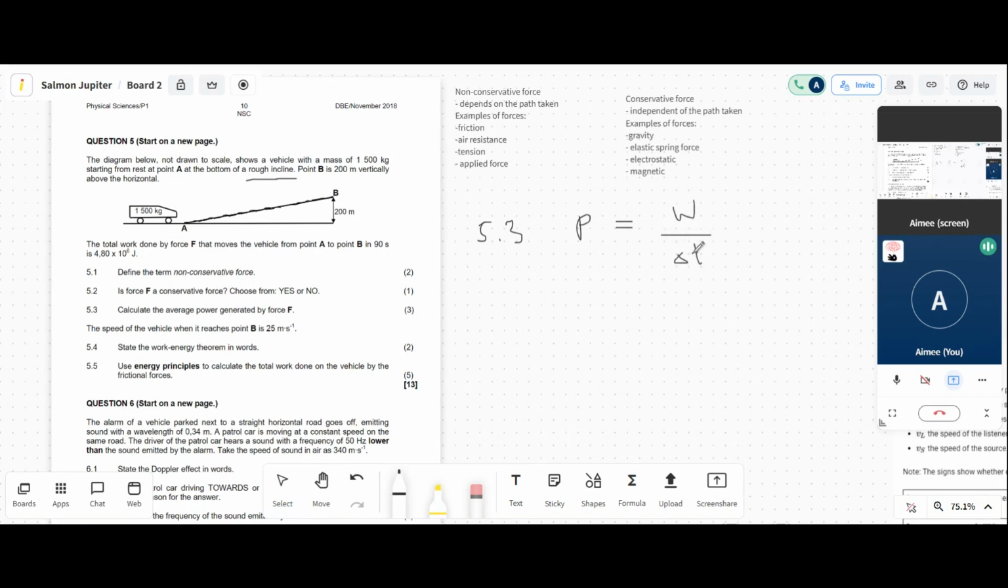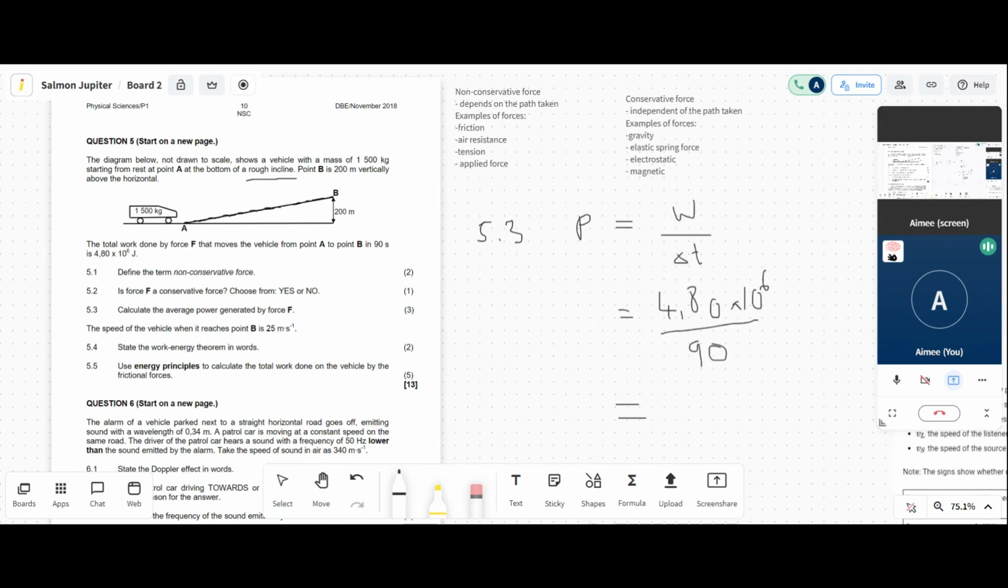So you can see this question is only for 3 marks, so it's not going to be particularly difficult. You're going to substitute in your work value, which is 4.80 times 10 to the power of 6 joules, over your change in time, and you know your SI unit for time in physics is seconds, so you don't have to do any conversions with the 90 seconds they've given you. You just plug that in, and then we plug that into our calculator.